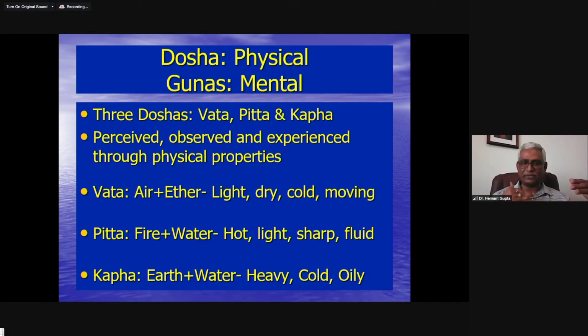Anything that is in the body has impact on everything else. But I just want to tell you, anything to do with the mental, feeling, emotional, all of that is the area of mental gunas, which is sattvic, rajasic, tamasic, or sattva, rajas, and tamas. So now here I will cover these doshas, Vata, Pitta, Kapha. They are perceived, observed, and experienced through the physical properties.